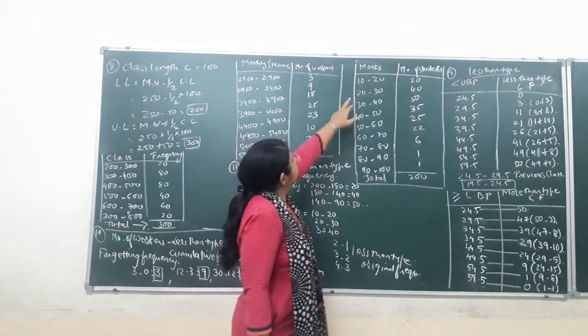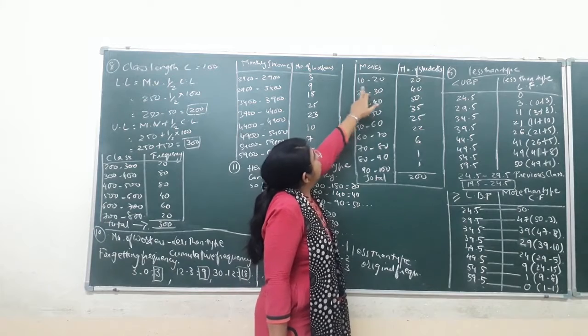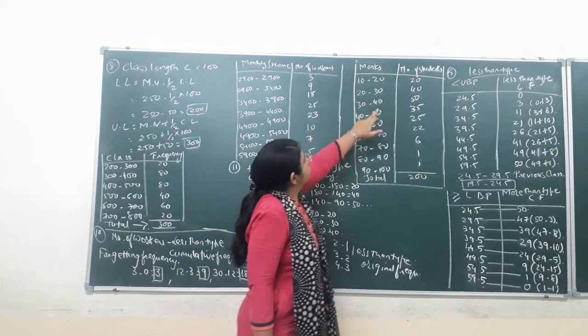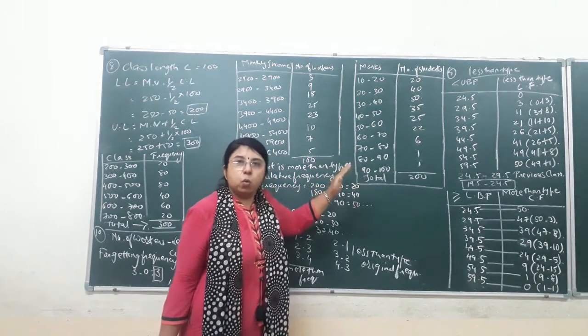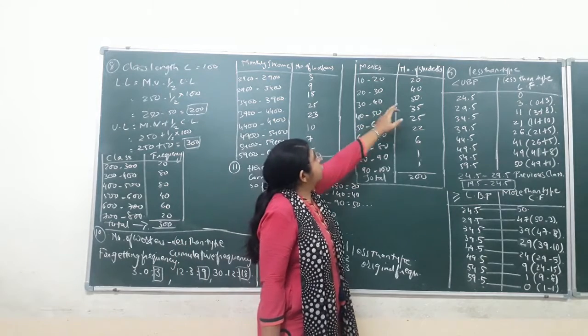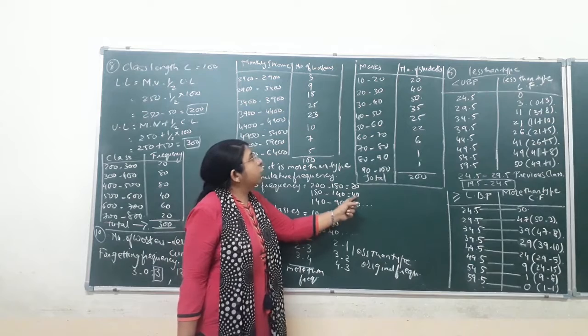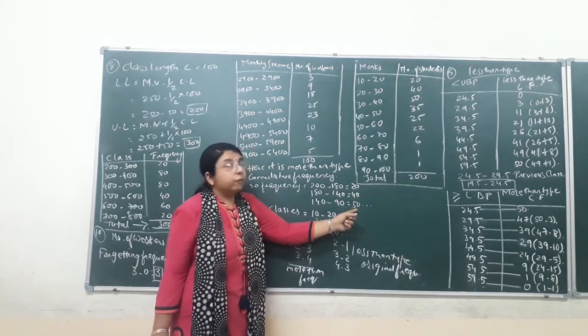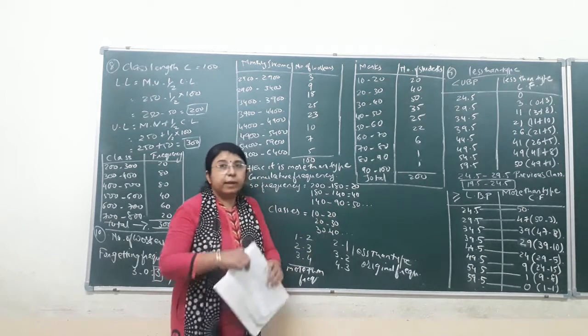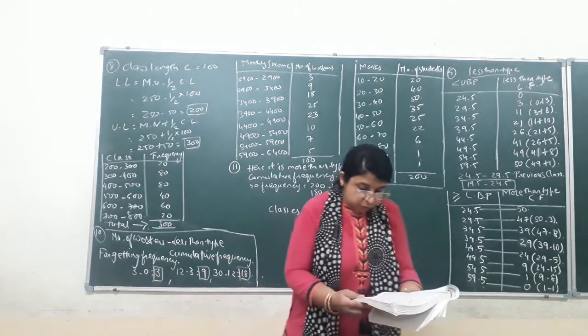Now after finding the original frequency, let us place all the data in tabular form. Here you can see I have converted into proper classes, that is 10 to 20, 20 to 30, up till 90 to 100. And the number of students that I have got in the first one is 20, in the second one 40, in the third one 50. Now how did I get 50? That is 140 minus 90.